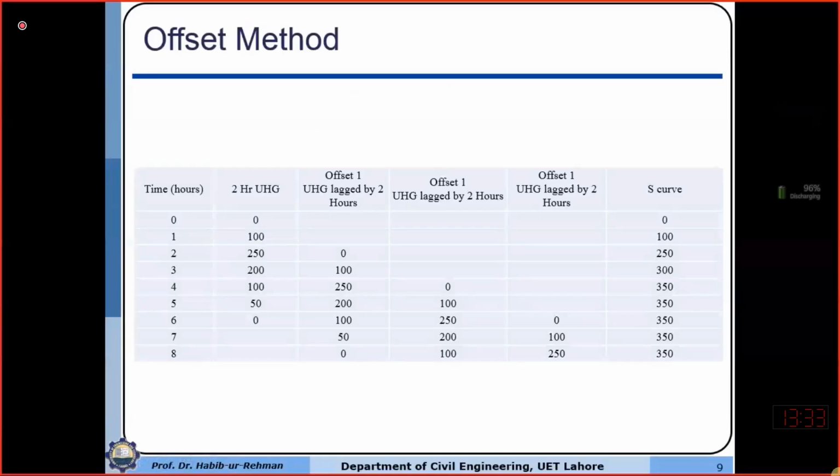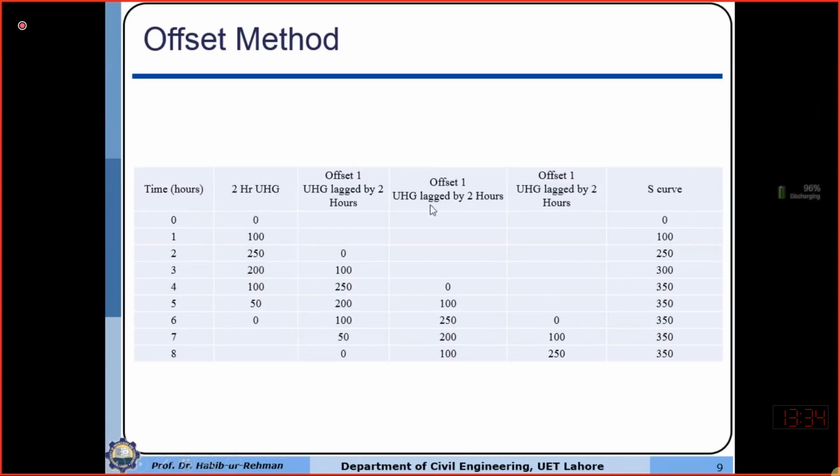So let's discuss it. For example, you are given the ordinates of a 2-hour unit hydrograph, that is, time 0, 1, 2, 3, 4, 5, 6, up to 6 hours. It is the time base of the unit hydrograph. And these are the ordinates of the 2-hour unit hydrograph given to you. And you are asked to derive the ordinates of the S-curve. So how to do it?